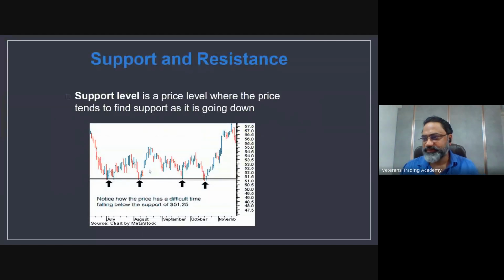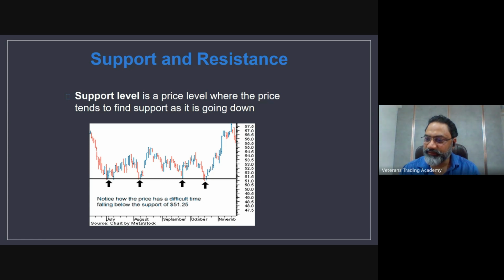So what is support and resistance? Support level and resistance level are basically levels where prices tend to take support. Let's suppose our stock is going down, like in this case, and it falls from 57 to 51 rupees or close to 50 rupees and it bounces from there. It goes to 54 rupees, again comes to 50 rupees and again bounces from there.